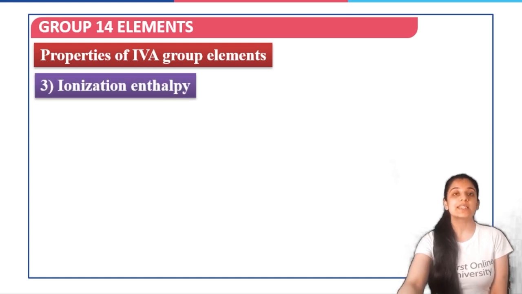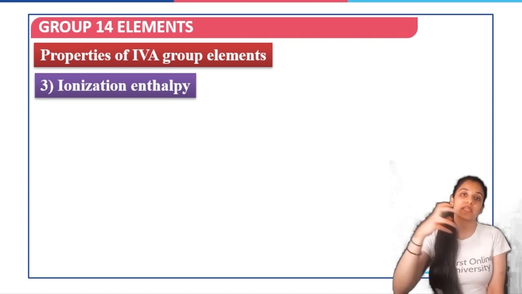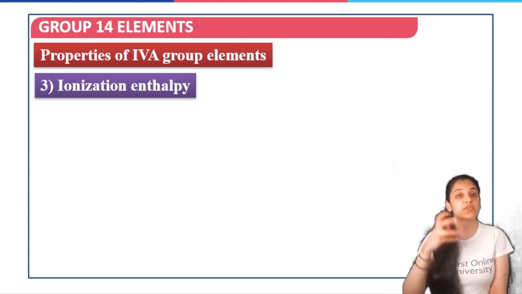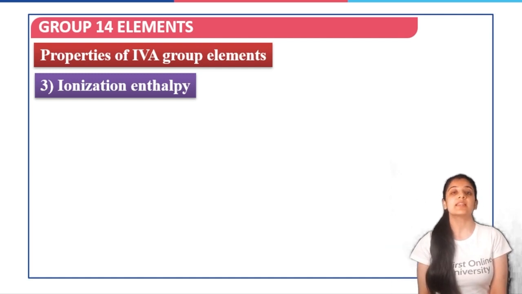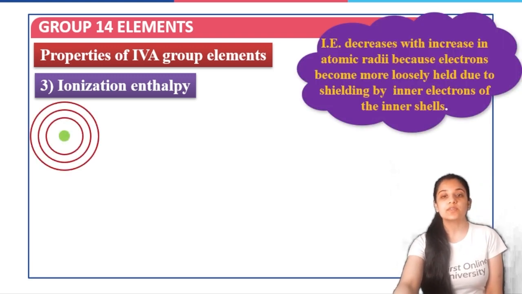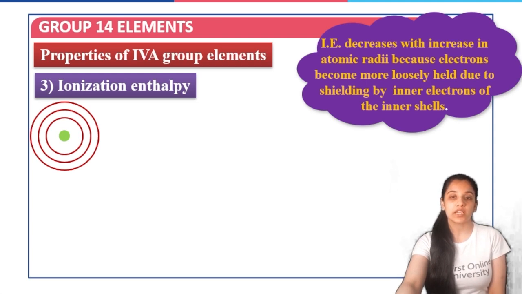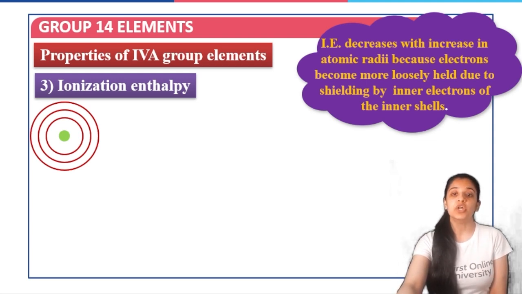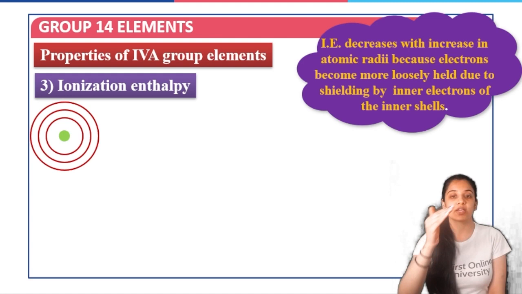Next is ionization enthalpy. Down the group, as the size increases, the effective nuclear charge decreases, so it becomes easier for the valence shell electrons to get removed, and therefore we say that ionization enthalpy is going to be decreasing down the group. Ionization enthalpy decreases with increase in atomic radii because electrons become more loosely held due to shielding by the inner electrons of the inner shells.